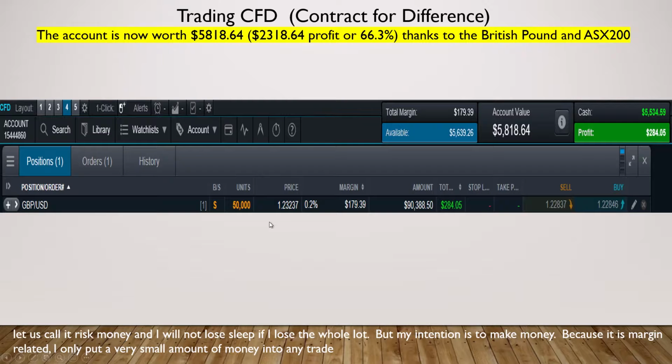Today we have only one position left, and today is Sunday, and we have sold 50,000 British pound against the US at 1.23237. At the time when I prepared this presentation, you can see that the bid and ask were below our entry level, and we were making $284 profit at this stage.